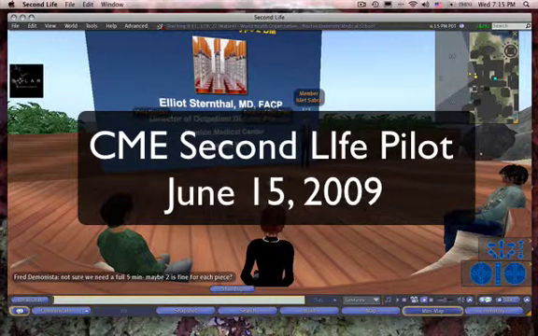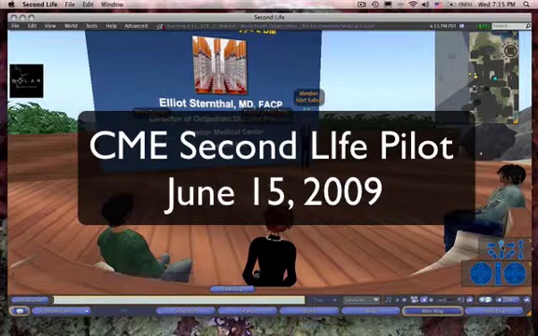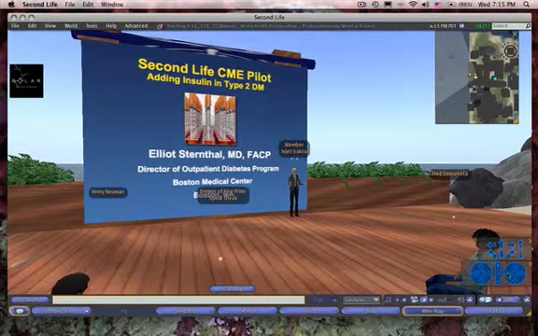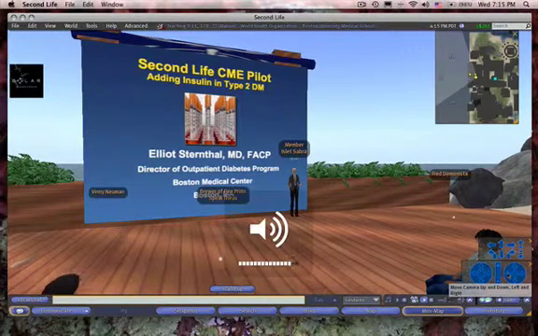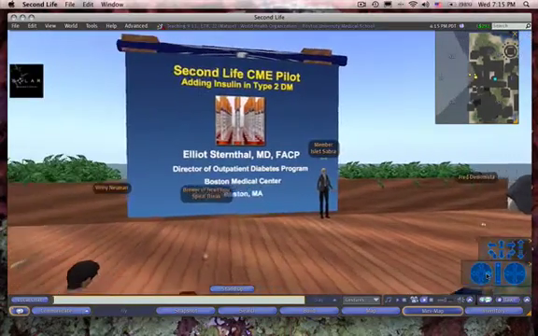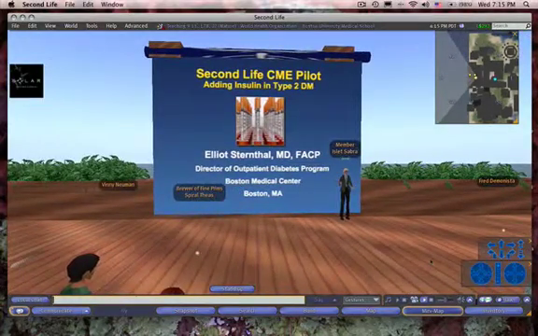Good evening and welcome to Second Life CME Pilot, adding insulin in type 2 diabetes. This is an innovative program on Second Life to teach physicians the intricacies of adding insulin to patients failing oral agents in type 2 diabetes.